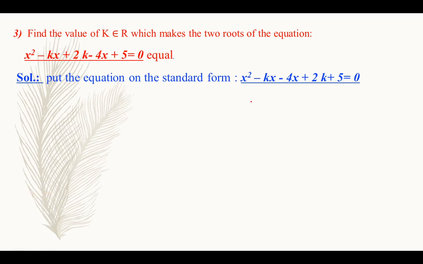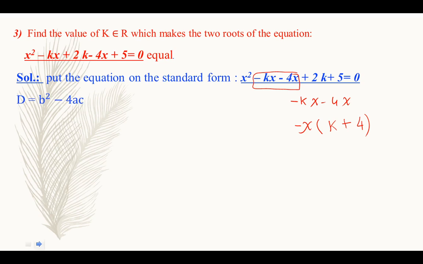Here you have x squared minus, and the two terms negative kx minus 4x. We will take negative x as a common factor. Negative kx divided by negative x will be k. Negative 4x divided by negative x, the result will be positive 4. Let's write the quadratic equation in the standard form.